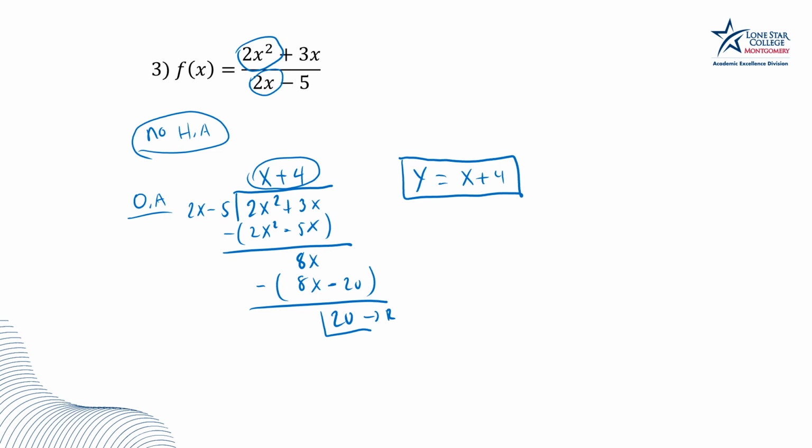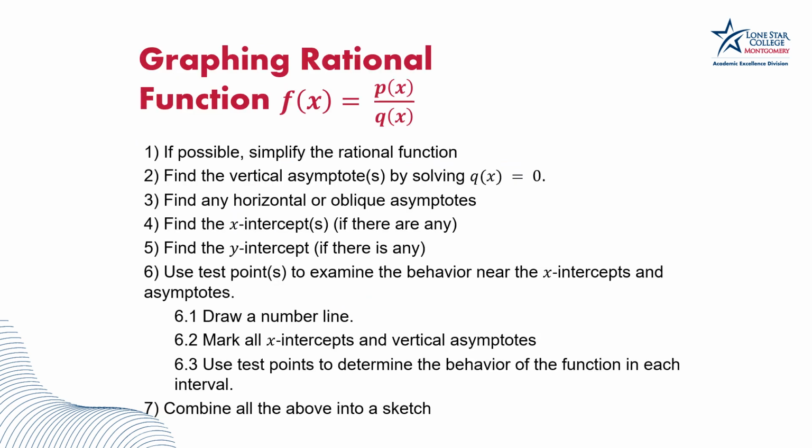It consisted of a linear equation. So now, kind of putting everything together, we can graph a rational function. There are some steps to do so. Step 1 is, if possible, simplify the rational function, which means by factoring or something like that.